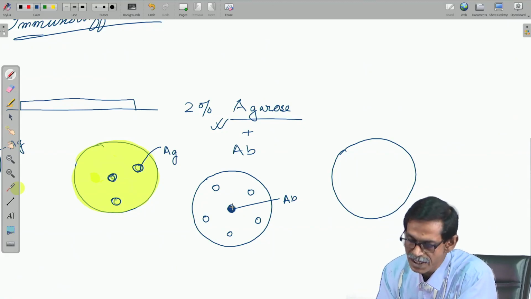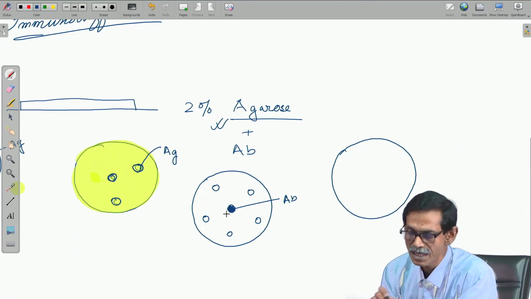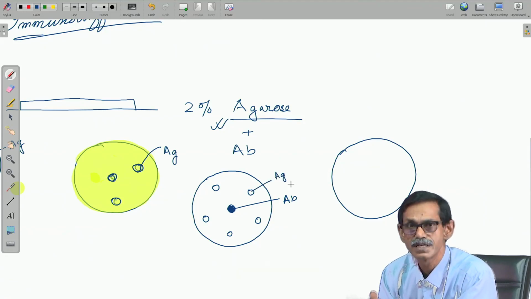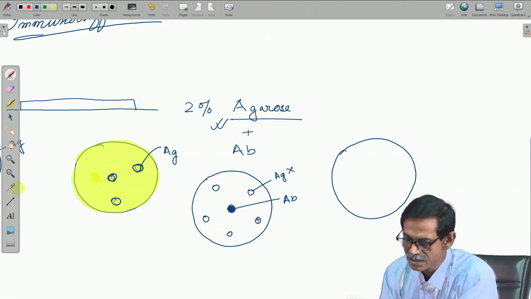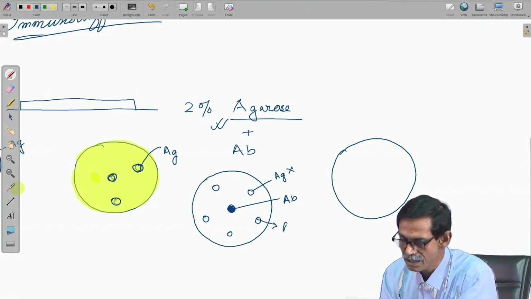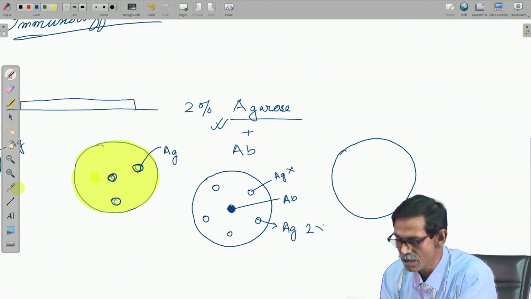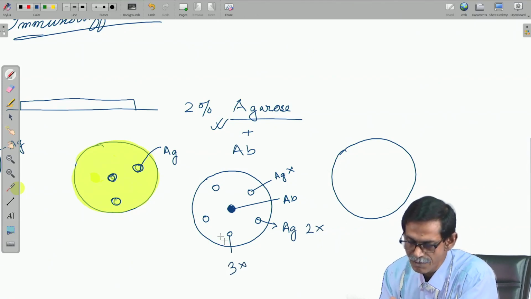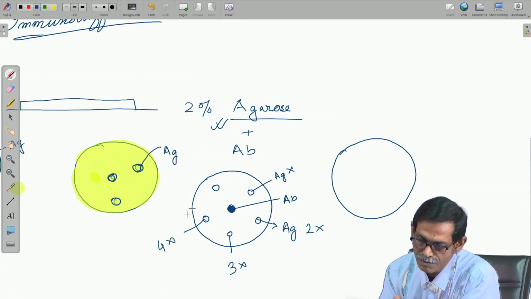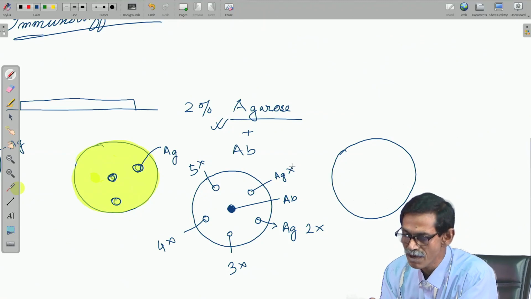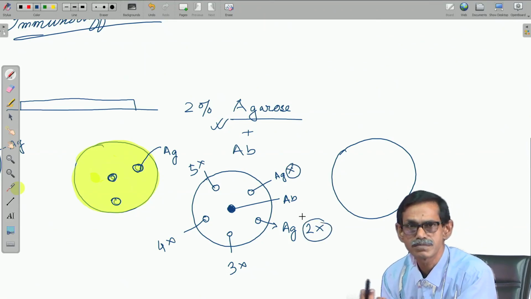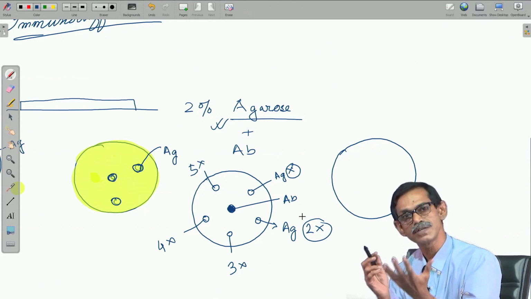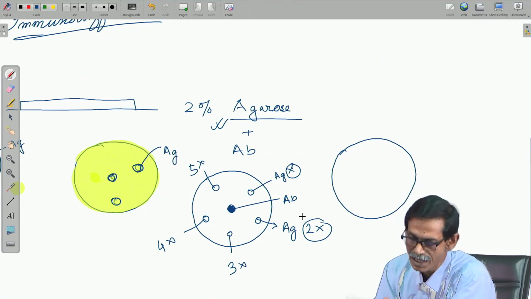So, in the center you add antibody, and in the different holes you use antigen of different concentration. Suppose this is x, this is 2x amount, then 3x amount, then 4x amount, and then 5x amount. This amount, x, 2x, whatever, maybe 2 microgram, 1 microgram, that you can measure. You do the same thing, what will happen?